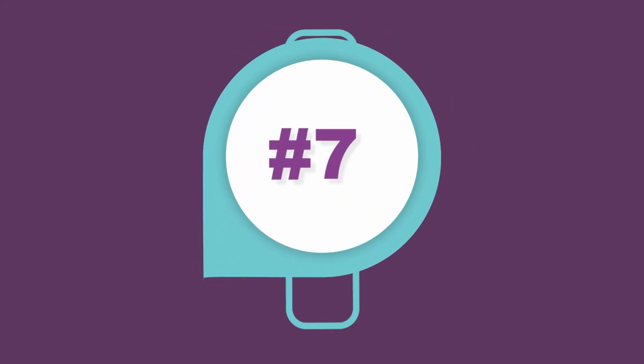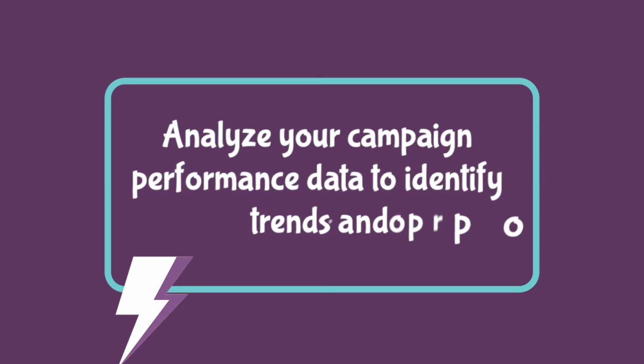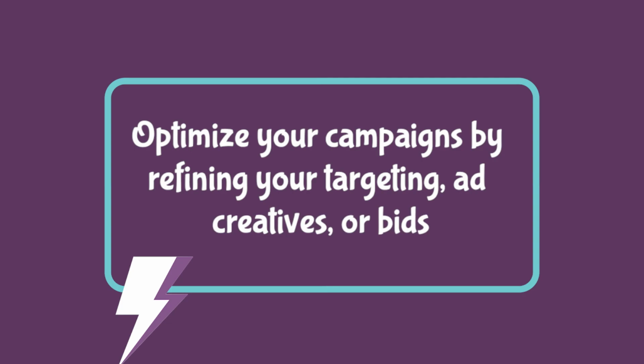Step 7, optimize and iterate. Continuously optimize your retargeting campaigns to maximize your return on investment. This is very, very important because analyzing your performance data and identifying areas for improvement helps you to make adjustments accordingly. Some action steps around this will be for you to analyze your campaign performance data to identify trends and opportunities. Also, optimize your campaigns by refining your targeting, refining your ad creatives, or your bids for that matter.